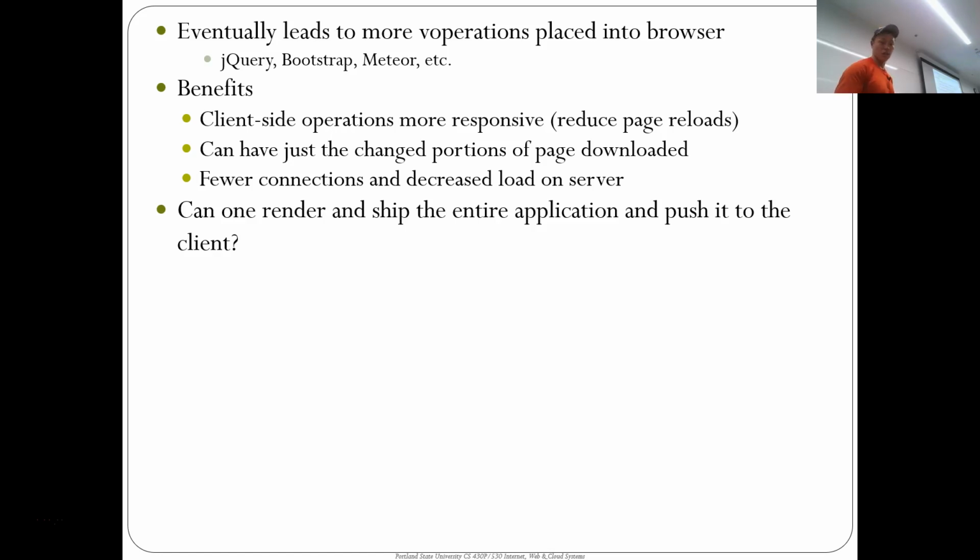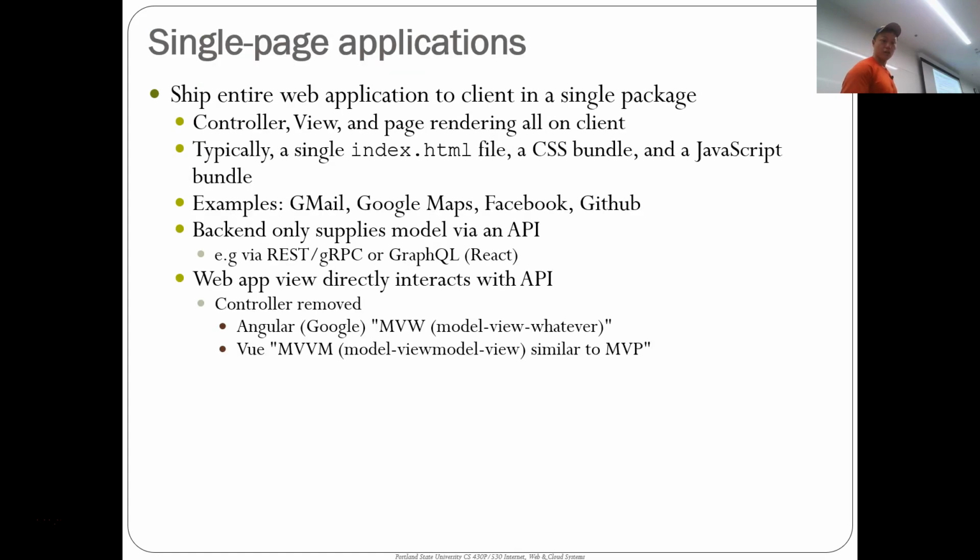Okay, so then one might ask, can one render and ship the entire application and then just push it to the client? And the answer is yes. This is what a single-page application is. Ship all of the routes, ship the entire application and all of the routes that it supports in a single package. So the controller and the view and the page rendering is all done on the client. So it just completely rips the controller and the view out of the backend, the MVC architecture that we had before. So typically this is a single HTML file, a CSS bundle, and a bunch of JavaScript.